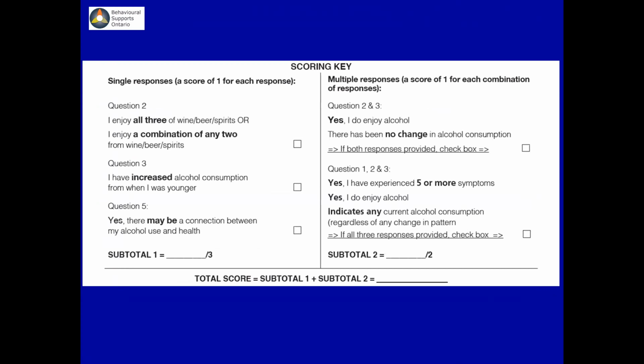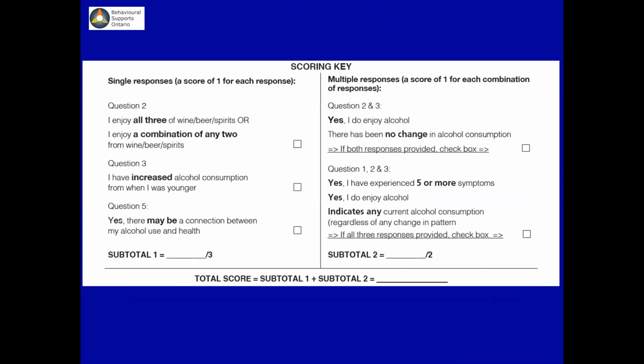Looking at the multiple responses, there's only 2 here, but if they say in question 2 that, yes, I do enjoy alcohol, and in question 3 they say, I haven't really changed my alcohol consumption, it's the same as it was when I was younger, then you check for a score of 1 for that part.